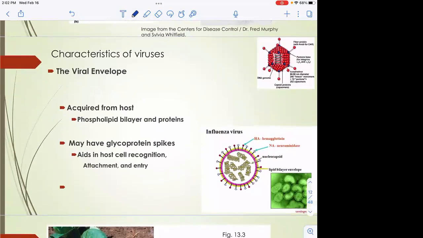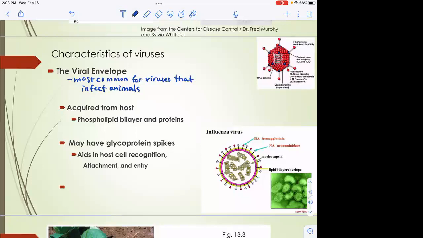So what kind of viruses have envelopes? This is going to be most common for viruses that infect animals. And in fact, there's only one bacteria phage that I know of that makes an envelope. All the rest of them are naked or non-envelope. So it's really common for viruses that infect humans to have an envelope. Not all of them, but that's pretty common.